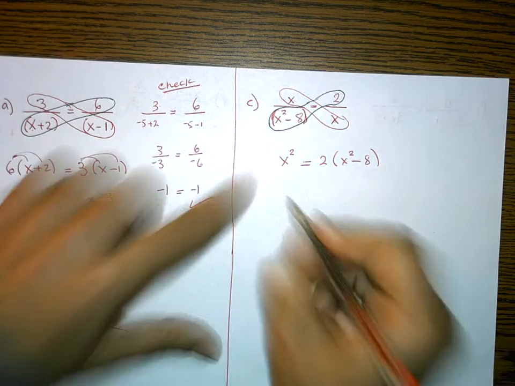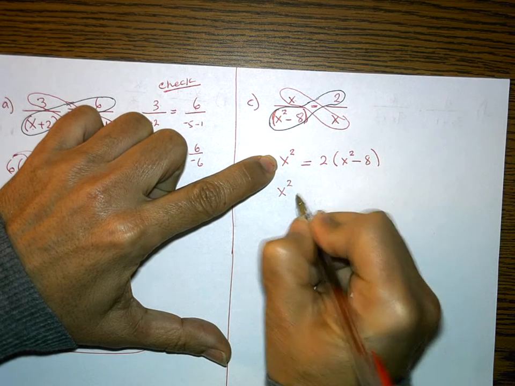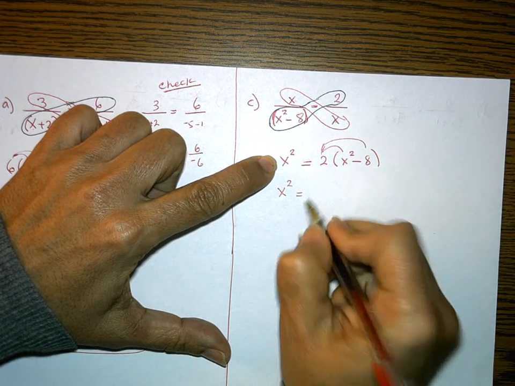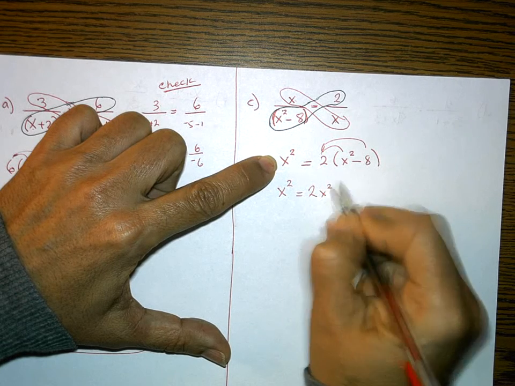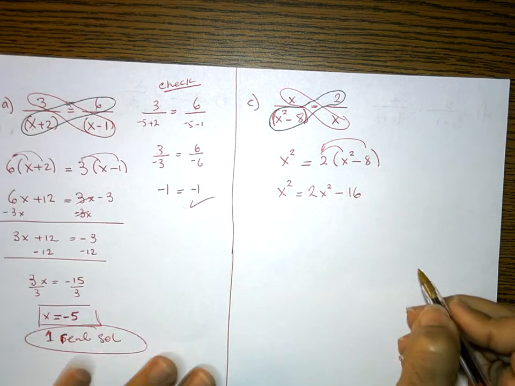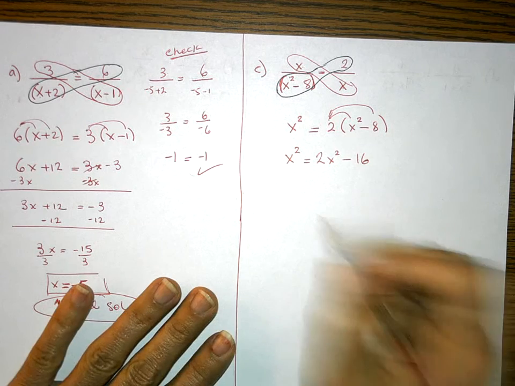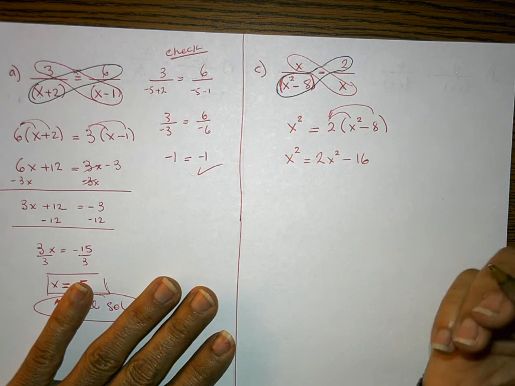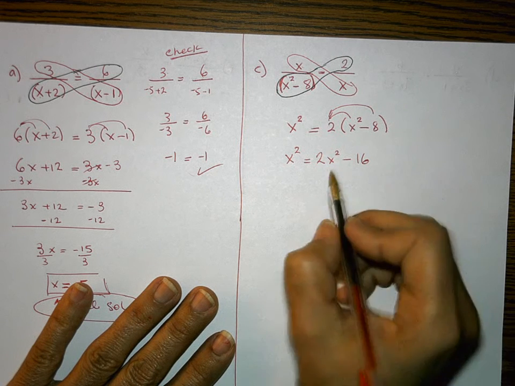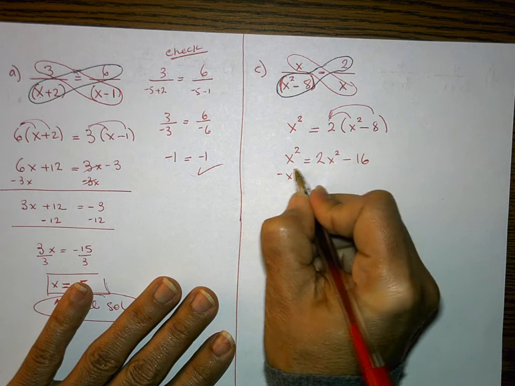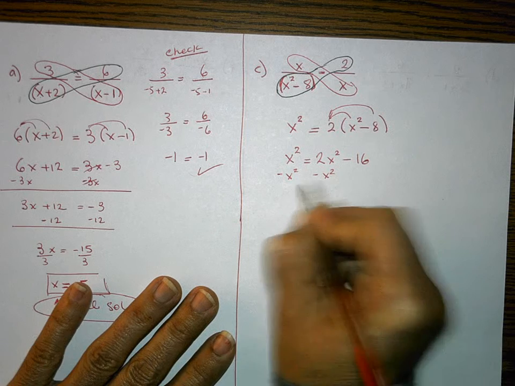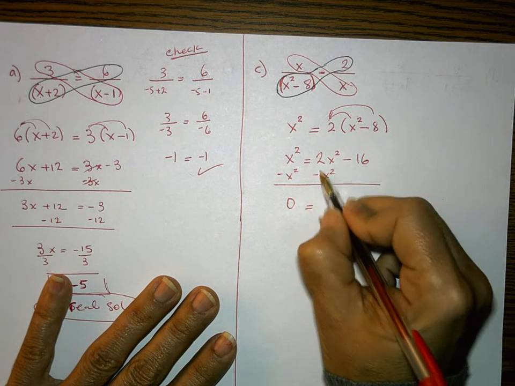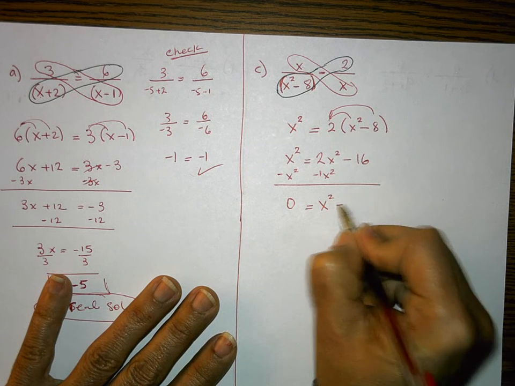All right. So on this side, there's nothing to do. I just have an x squared. Here I have the distributive property to use. So I have a 2x squared minus a 16. All right, I want to put variables on one side, and I want to put numbers that are not variables, the non-variables, on the other side. I'm going to go ahead and subtract the x squared from here and subtract the x squared from here. I have 0 equals, I have 2 minus a 1, which is just an x squared minus 16.